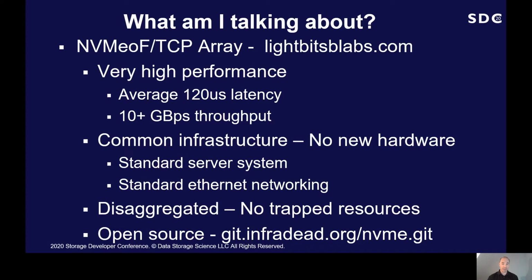One of the other interesting things about the NVMeoF TCP array is that it uses common infrastructure. So I have a 100 gigabit backend, so I don't need any new hardware. I simply plug my array into the 100 gigabit backbone that I have. And at that point, I have a 100 gigabit NVMeoF storage target available to anything on my TCP network. So even though I have a very high performance array, I didn't have to perform any specific infrastructure upgrades to get there. So it's a standard server system.